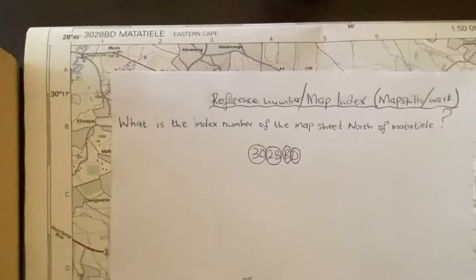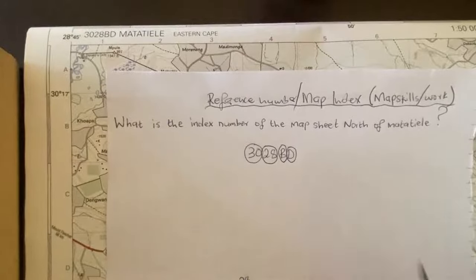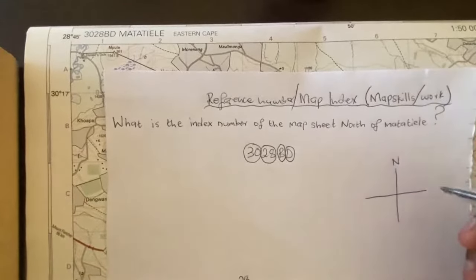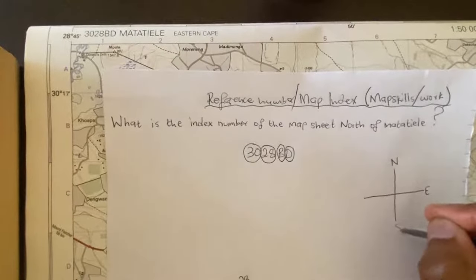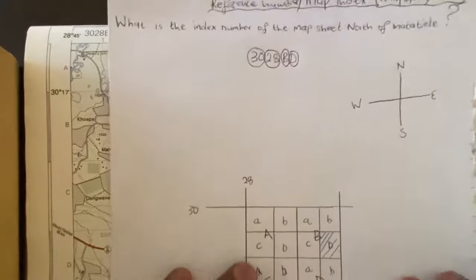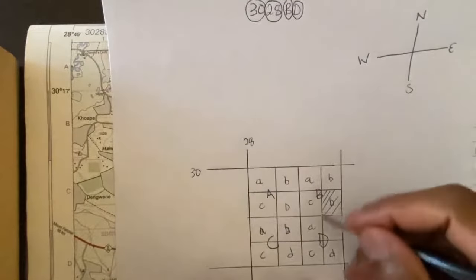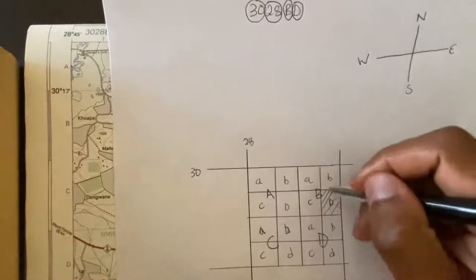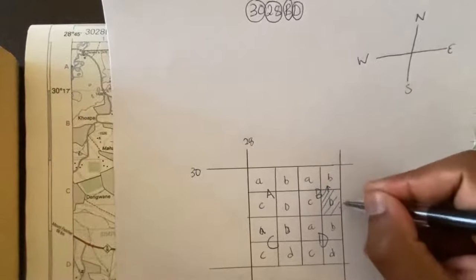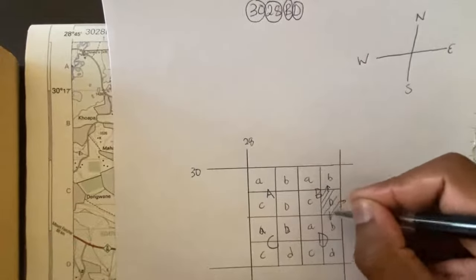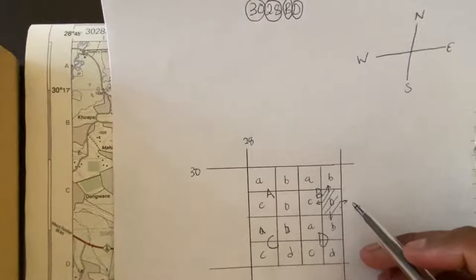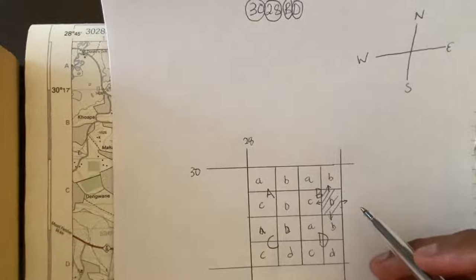Okay, so remember the question said, what is the index number of the map sheet north of Matatiele? So if we draw our little compass over there, we know here we have north, and then here we have east, we have south, and then this side we have our west, right? So normally I tell my students that once you have located your reference point or your reference block which you'll work in, just try to draw arrows indicating your compass directions, as I'm doing over here, right? This will make it easier for you to write your reference numbers or your map index.